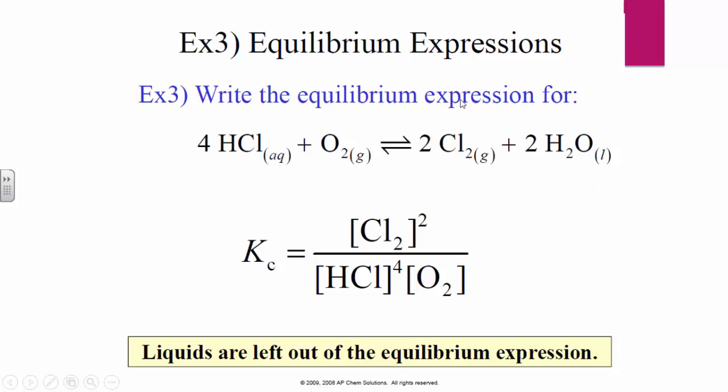Because chlorine is a product and there's a 2 in front of it, we raise it to the 2. HCl, or hydrochloric acid, notice, is raised to the 4 because of that coefficient of 4 right there. And then times our O2 on the bottom.